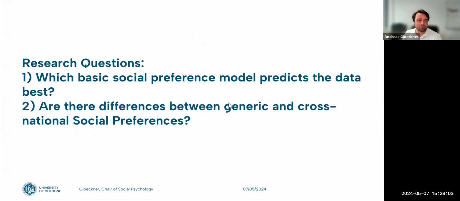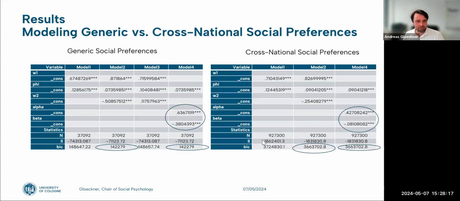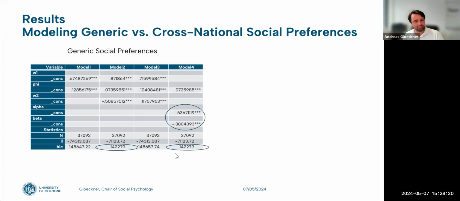Yeah, which basic model predicts the data best, and what are the differences between these generic social preferences, so basically without mentioning nations, compared to preferences where nations come into play. And yeah, we come to some tables here of the generic social preferences.